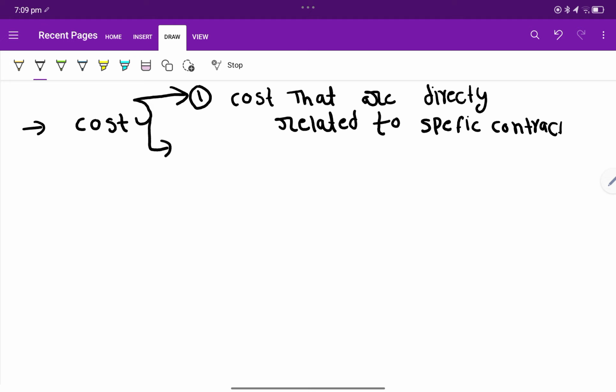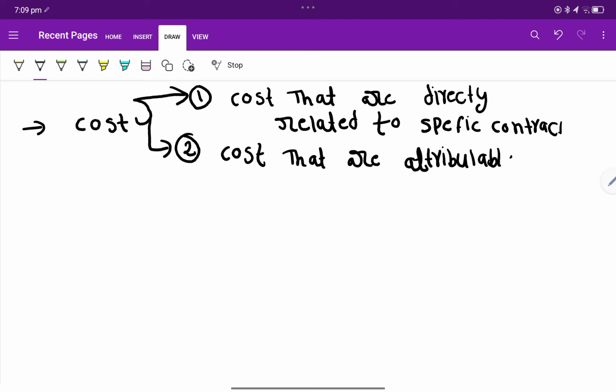And the second one is cost that are attributable to the contract, based on overheads.